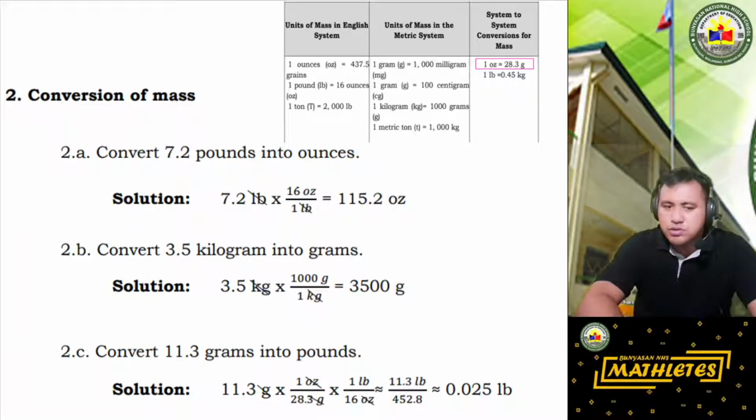Sir, pound yung ginagamit. Hanapin natin, pound. O, pound nga. So maghahanap tayo ng merong pound. Okay? So ito na. O ito, 1 pound, 16 ounce. So partner si ounce at saka pound. Okay, upang makancel si ounce, kailangan ibababa si ounce. Okay? 1 pound is equal to 16 ounce. So approximately that is 11.3 pound over 452.8. So approximately that is 0.025 pound.